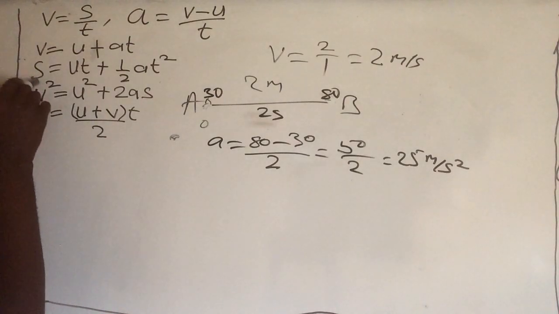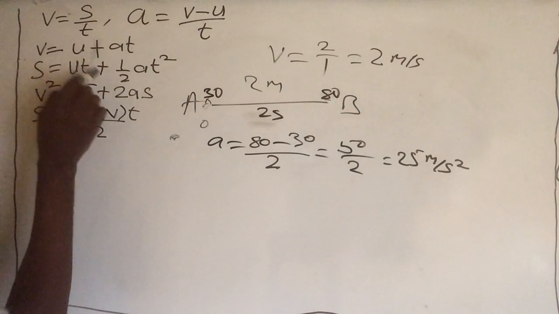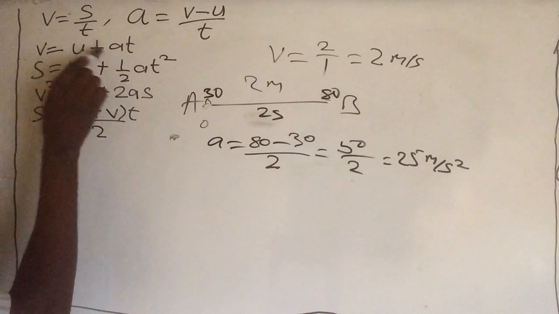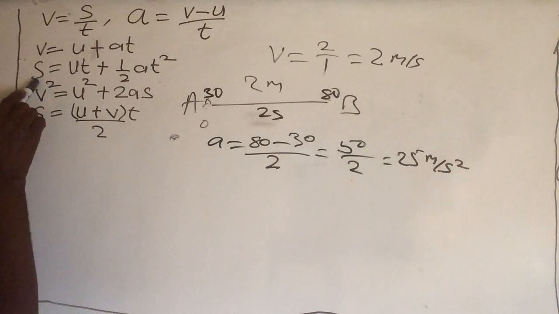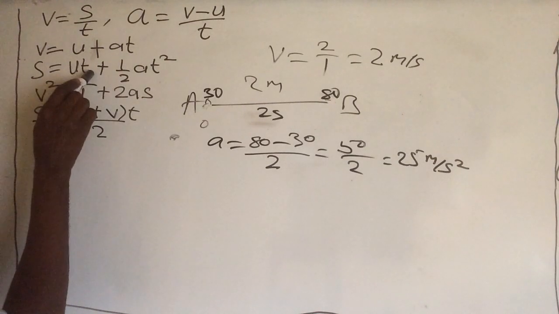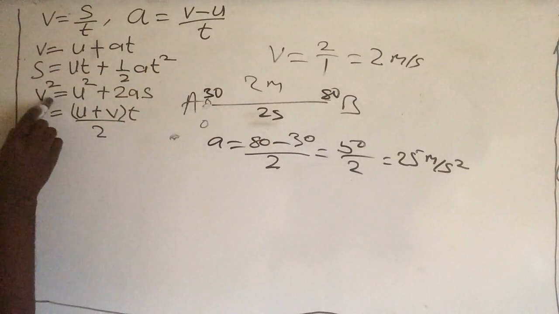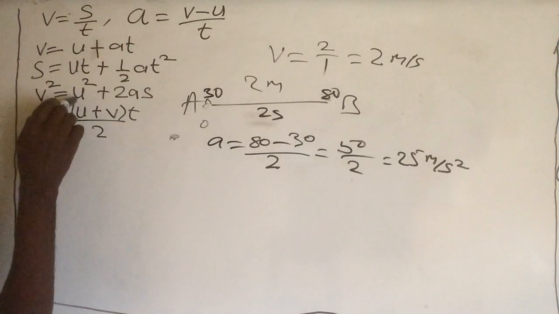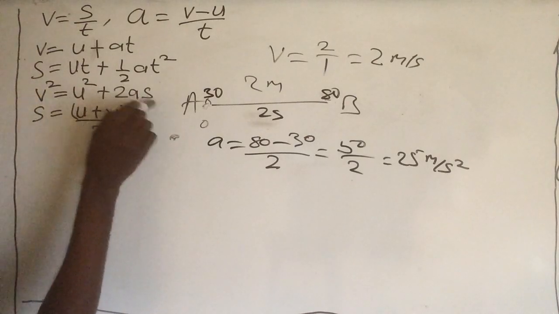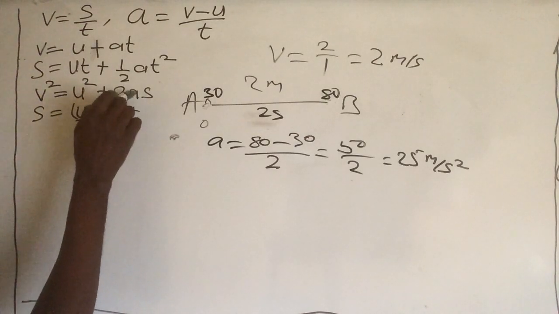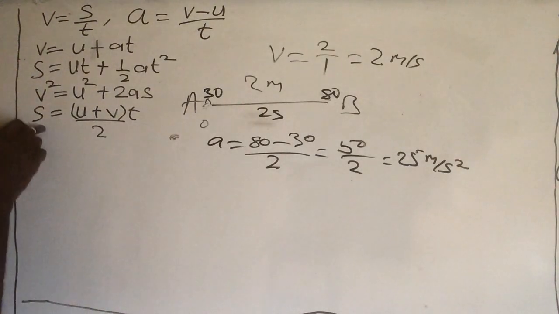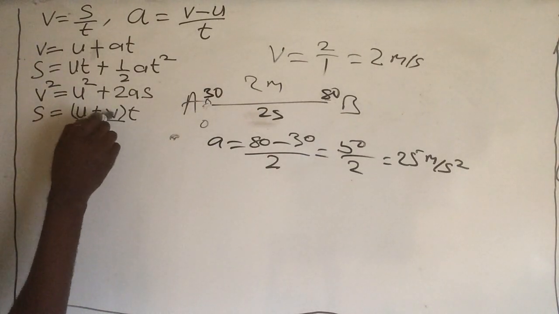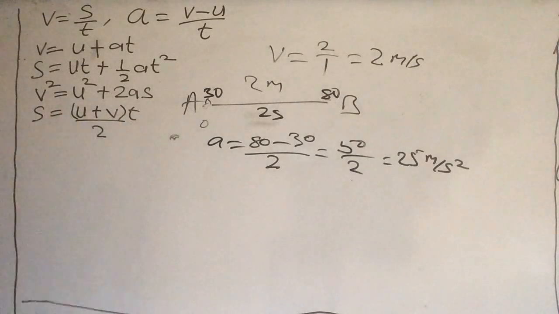The second formula is s. We use s to represent distance. Distance is equal to ut plus half at squared. You know that v is final velocity, u is initial velocity, a is acceleration, t is time, and s is distance. The third formula we derived is velocity squared equals initial velocity squared plus 2as, where a and s are acceleration and distance. Then the fourth formula is s, which is distance, equals (u plus v) multiplied by t, all over 2.